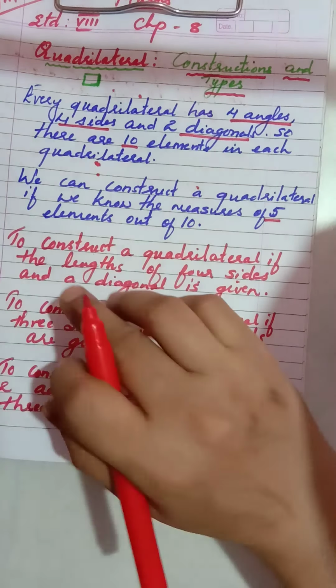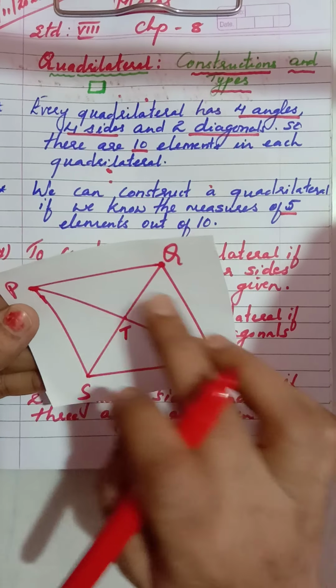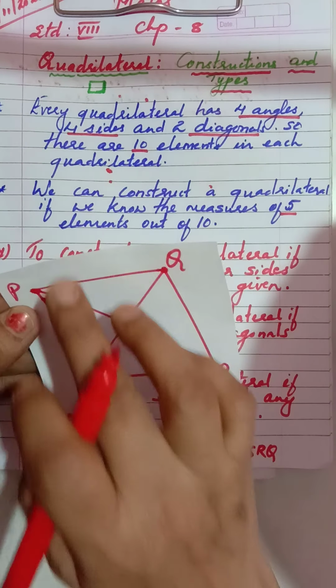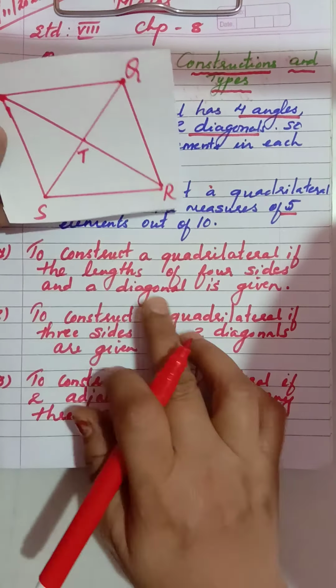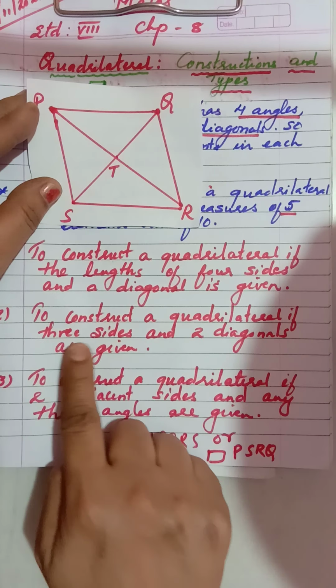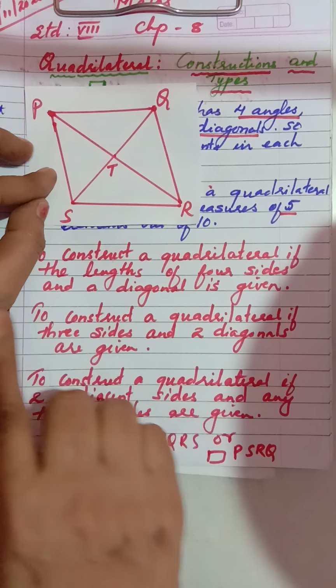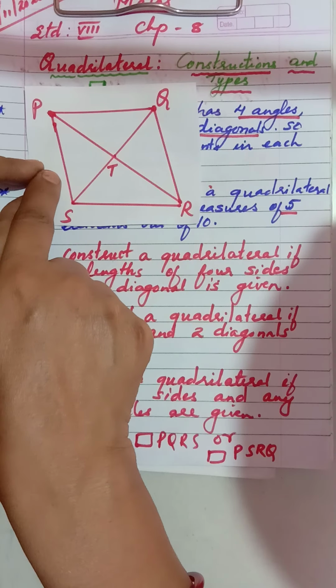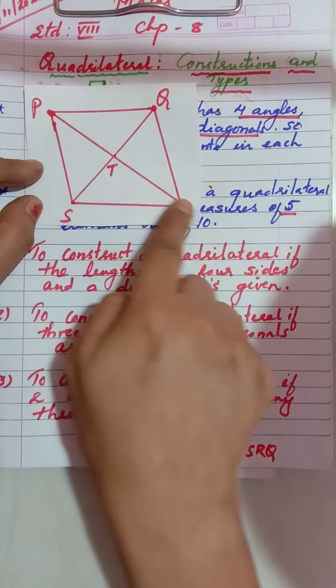So the first condition, first case, to construct a quadrilateral, if lengths of the 4 sides are given children, 4 sides are given, and one diagonal is given. So this will be the first condition, 4 sides and 1 diagonal. Second condition will be to construct a quadrilateral if 3 sides and 2 diagonals are given. That means any 3 sides. This 1, 2, 3 sides and 2 diagonals are given.